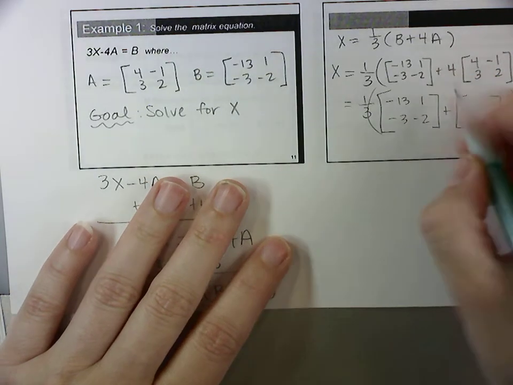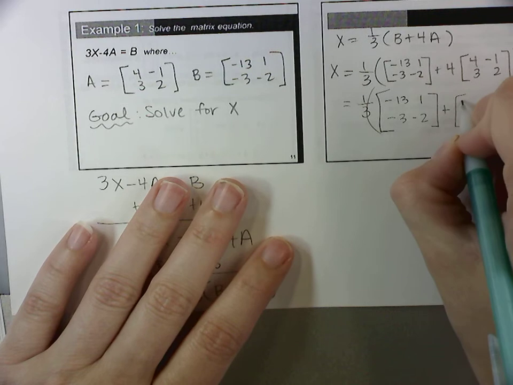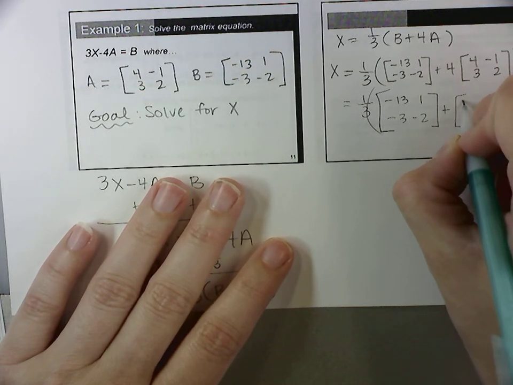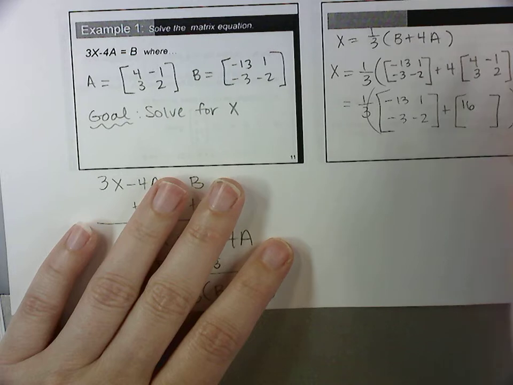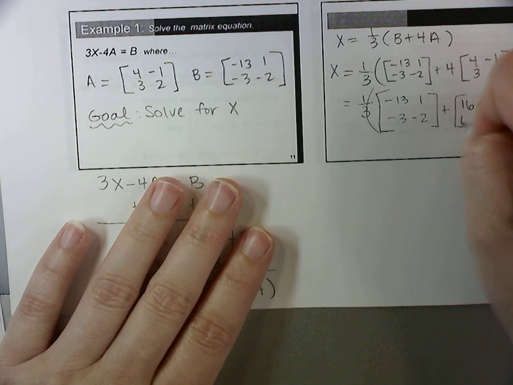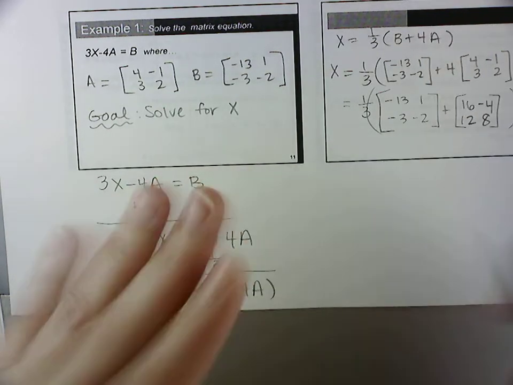Okay, so 4 times 4 is going to be 16. Everybody? Okay, kind of weak there. 4 times -1, -4. 4 times 3, 4 times 2. Thank you for the 2 of you who are participating.